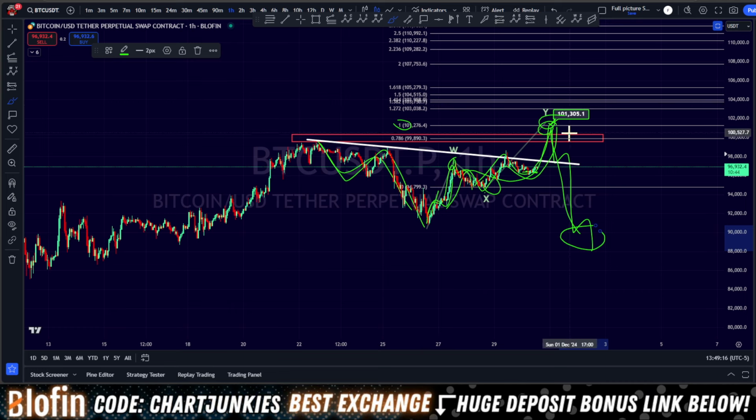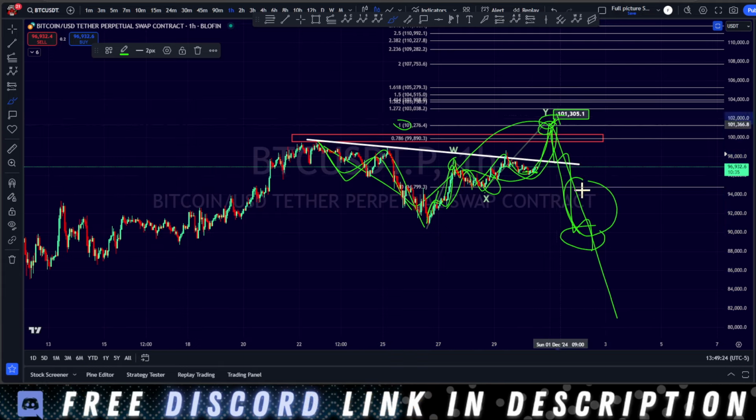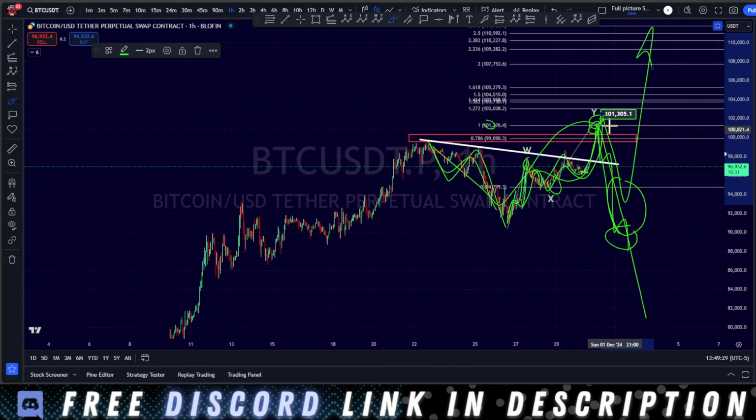Now, I'm looking for a flat to come down deep, guys. Like, I want this to come deep. There are targets up in here. There are short targets. You know, this is possible, and then we go. But I want to see a deep hit. I want 100K to really look like the top has been in. And then I want to rip through it. All right, let's go over to these other accounts.